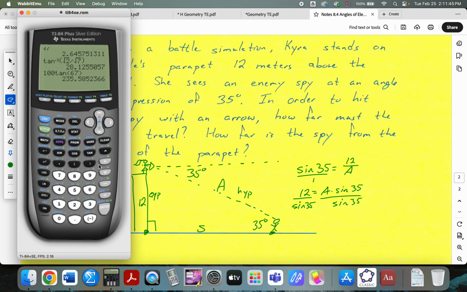So this would be 12 divided by the sine of 35. It's about 21 meters.